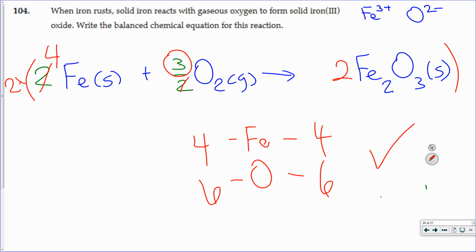And again, the author's view is he doesn't want anything fractional. He wants us to get rid of those fractions. Got a question? Y'all figure it out.